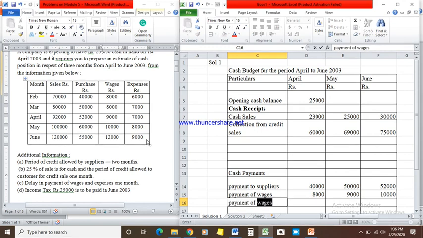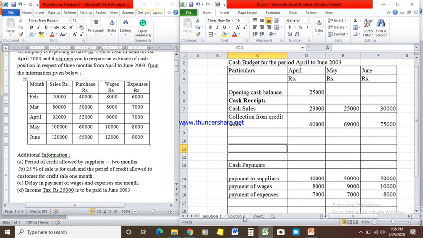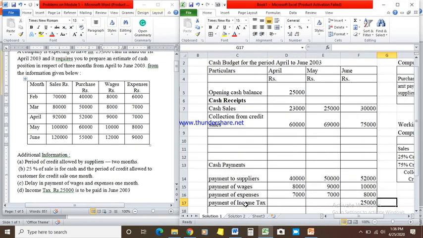Similarly, payment of expenses. The payment of expenses is also delayed by 1 month. So February payment will happen in the month of March, and March goes to April. So 7,000 in April. April's 7,000 goes to May. And May's 8,000 goes to June. Having taken care of the expenses part, there is one more item, that is the payment of income tax. This payment happens in the month of June, that is 25,000.